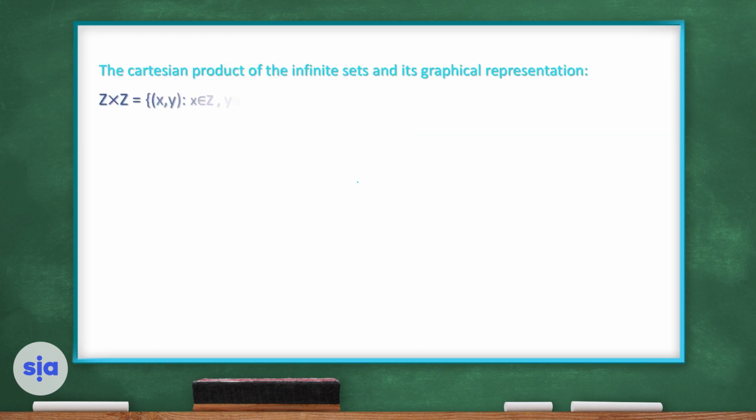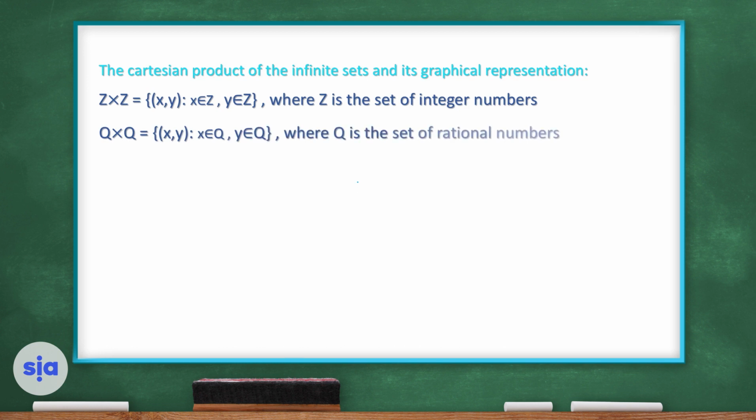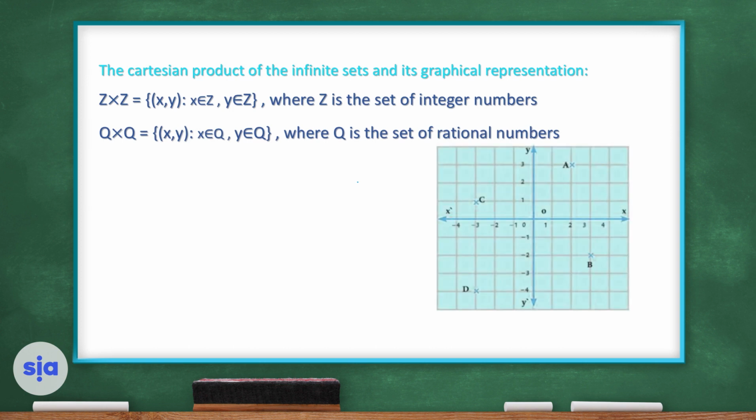Here, if I have the set of integers multiplied by the set of integers, for sure, it will be (x, y), where x belongs to Z and y also belongs to Z. And what's Z? Z is the set of all integers. Q times Q, the same thing, where Q is the set of rational numbers. And here's the graphical representation of them.